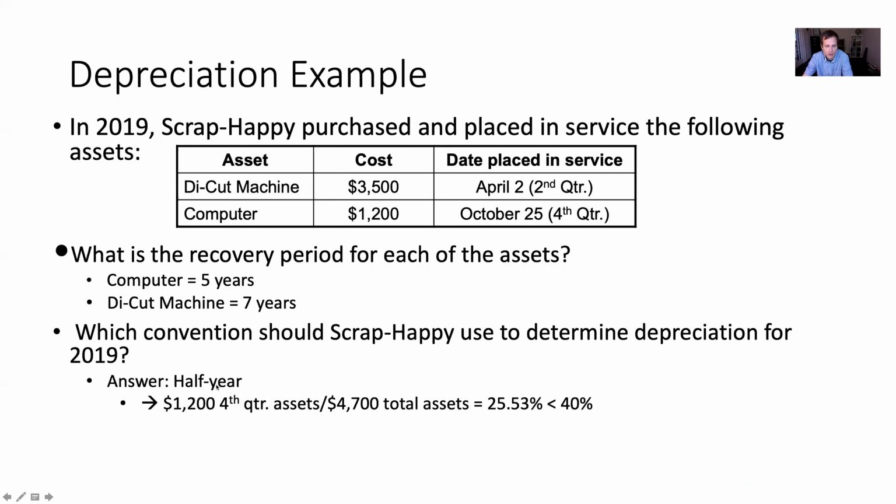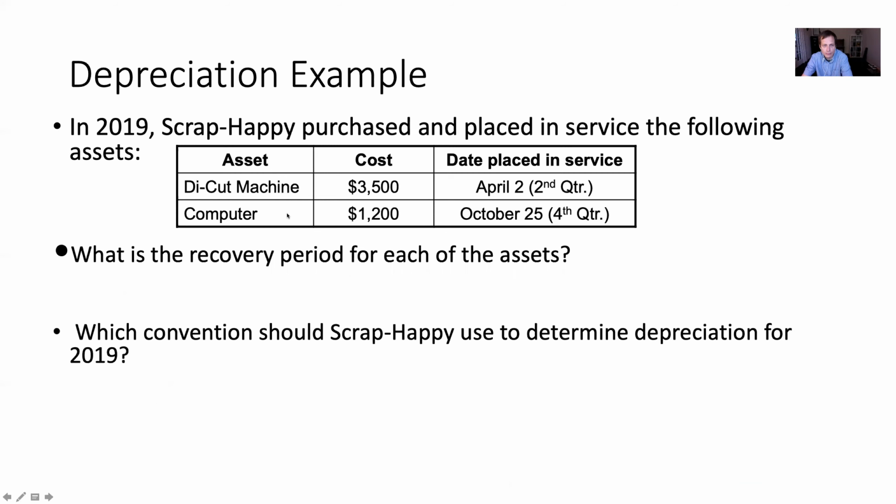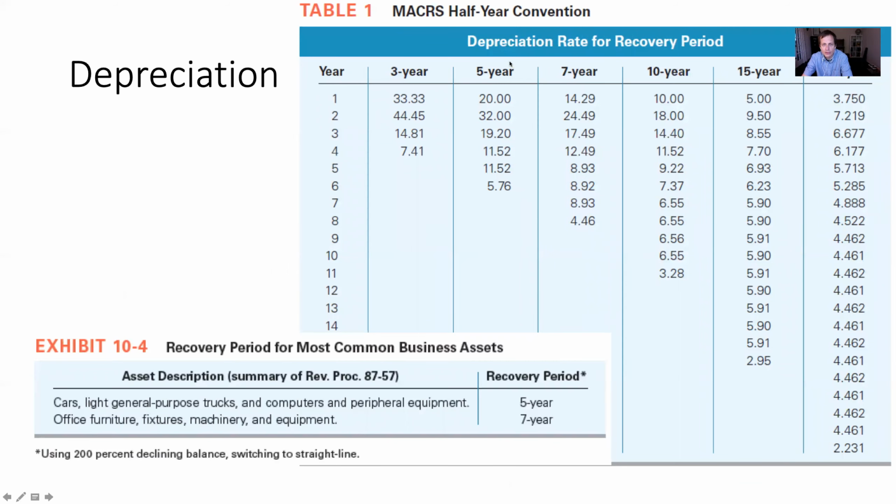To be clear, the total assets purchased was 4,700. The fourth quarter assets of 1,200 equals 25.53%. That's less than 40, not more. And so I don't have to use the mid-quarter. I'll stick with the half-year convention. So under the half-year convention for this machine and computer, the computer is 5-year property. I'll use 20%. The machine is 7-year property. I'll use 14.29%.